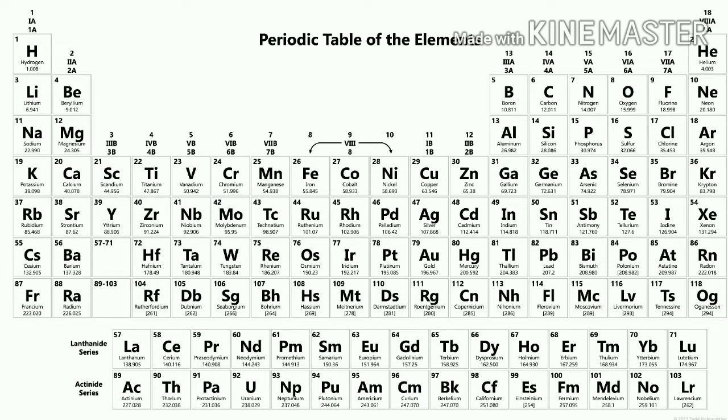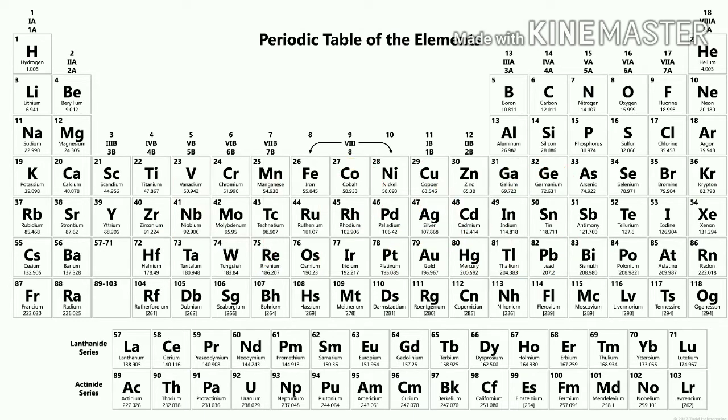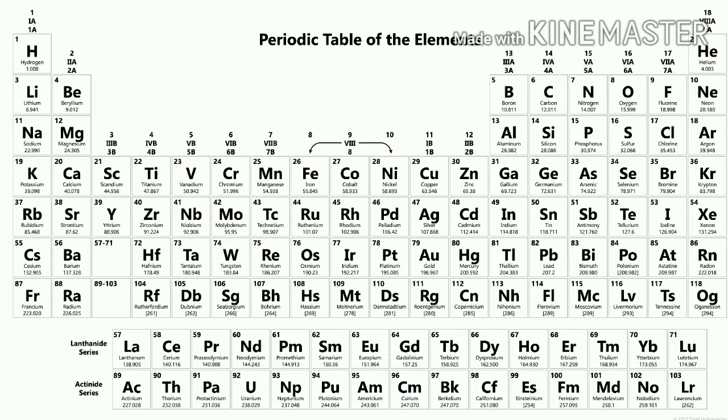But according to new recommendation of IUPAC, the groups in the periodic table are numbered as 1, 2, 3, 4, 5, 6, 7, 8, 9, 10, 11, 12, 13, 14, 15, 16, 17 and 18. That means each column is represented as a group. As a result, the 8th, 9th, 10th groups are combinedly considered as VIII.